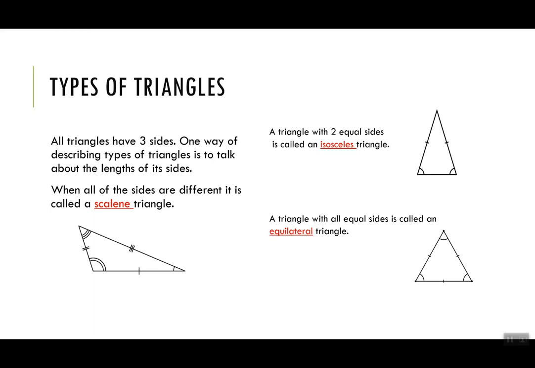When 2 of the sides are the same, it's called an isosceles, and you can see the tick marks, 1 on each, to show those are the 2 sides that are equal. And then if all of the sides are the same, we call that equilateral.